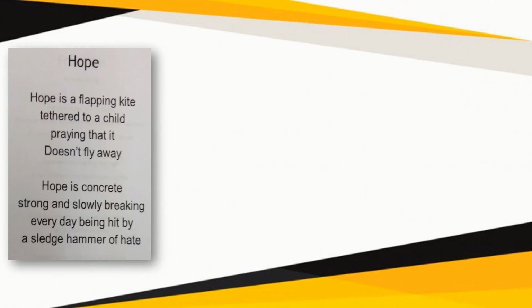Let's see some examples as well from the poetry Hope. Hope is a flapping kite, tethered to a child, attached to a child, given to a child, praying that it doesn't fly away. As a kite is dearer to a child, same is the case that hope should be dearer to us, because hope is a big wealth.